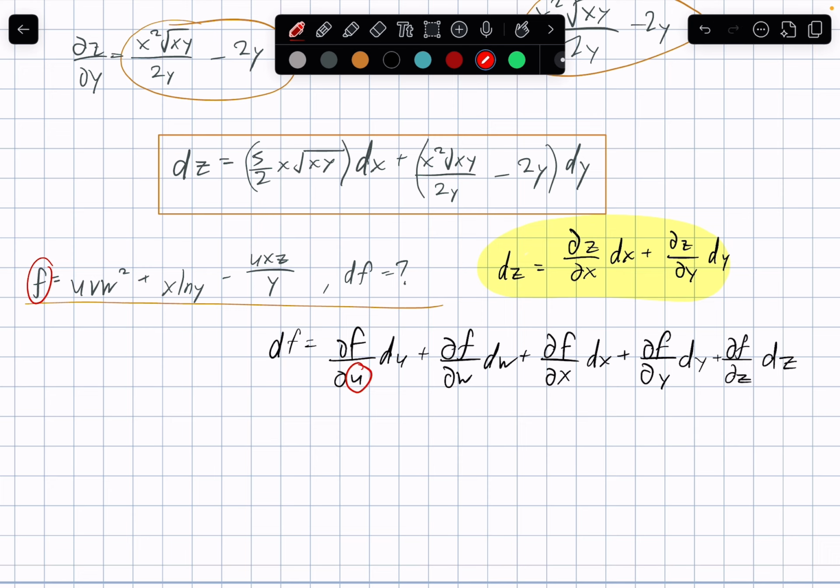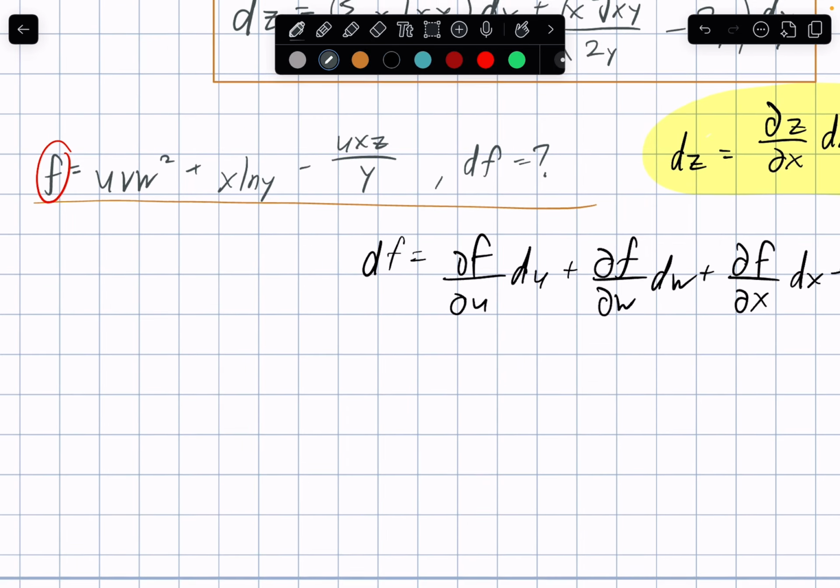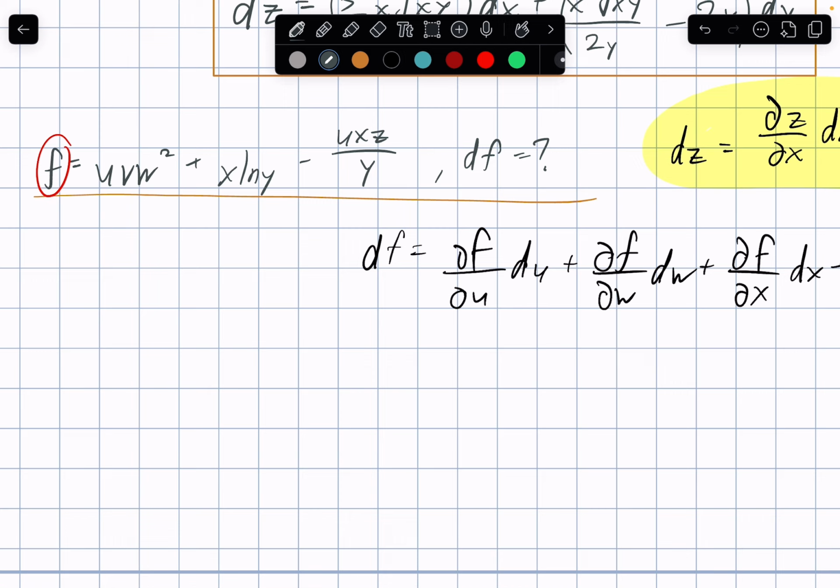And the variable in the denominator, in this case partial u, the d beside it is also going to be beside the same variable. So partial u du, partial w dw, partial x dx, partial y dy, partial z dz. Okay, so this is essentially what we have to find. It looks long, but based on what we're given, it's relatively easy.